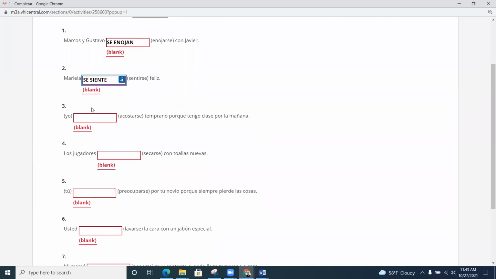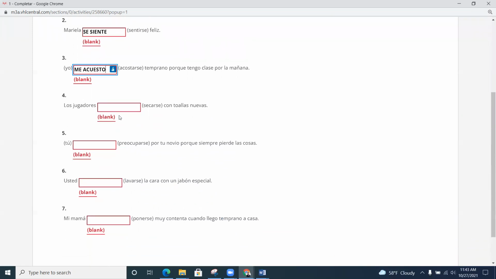3. Acostarse para yo, for yo, temprano porque tengo clase por la mañana. Pausa. Y volvimos. This is also a stem change, o to ue, so me acuesto. Yo me acuesto temprano.